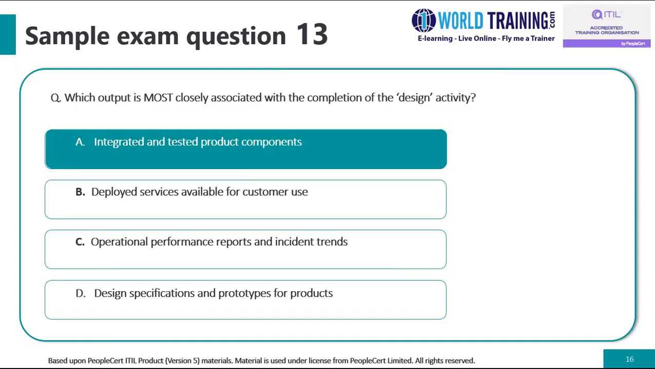A is wrong because integrated and tested product components are the output of build. B is wrong because deployed services are outputs of transition and delivery. And C is wrong because operational performance reports are produced during operate.